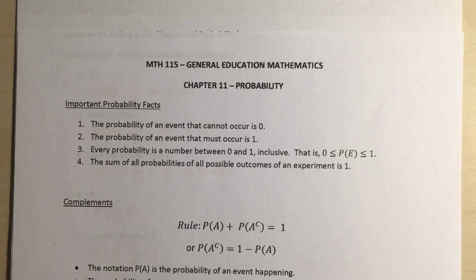Every probability is a number between 0 and 1 inclusive. So our probabilities have to be between 0 and 1. They cannot be negative. They cannot be more than 1. We cannot range outside of 0% to 100%. And the sum of the probabilities of all possible outcomes in an experiment is also equal to 1. As we go into our next example, this is something that we're going to use.